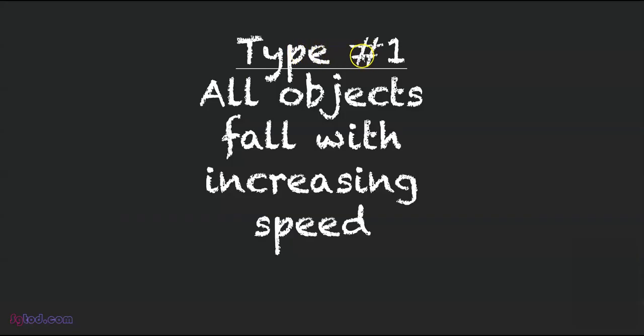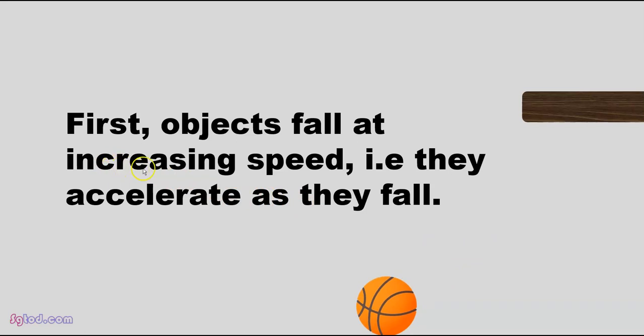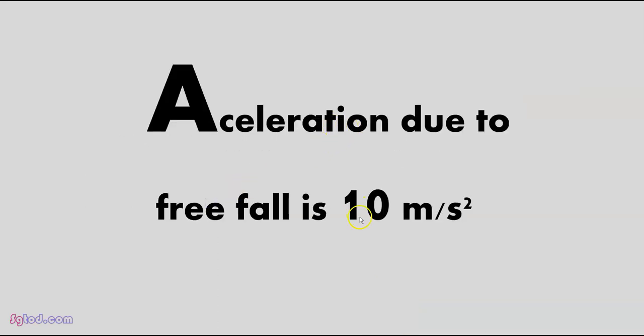The first type of question tests the most fundamental concept that you must know about falling objects. That is, they fall with increasing speed or velocity. Most of the time, objects fall so fast that we have the misconception that they fall at constant speed, but that is not true. They fall at increasing speed. In other words, they accelerate as they fall, and this acceleration is a constant at around 10 meters per square second for objects near to the surface of the Earth, or for objects in a vacuum.